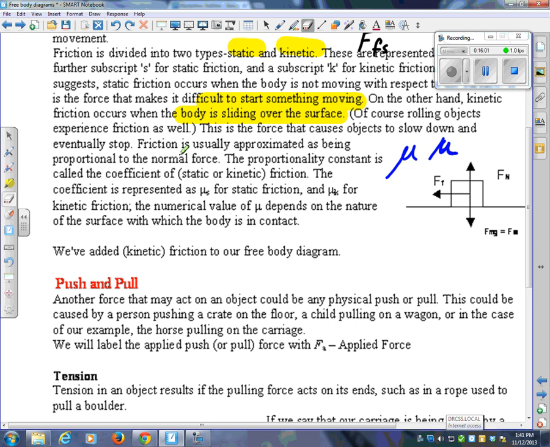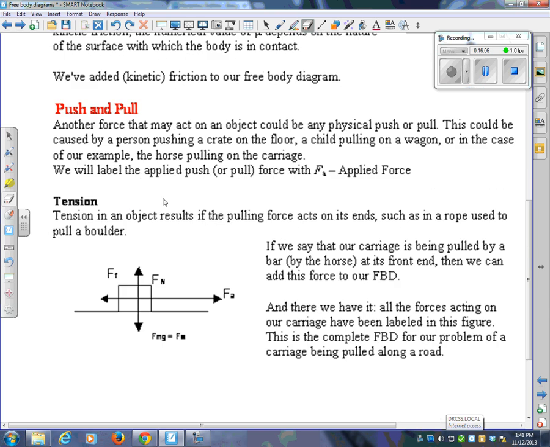Okay, push and pull. Another force that may act on an object could be any physical push or pull. This could be caused by a person pushing a crate on the floor, a child pulling on a wagon, or in the case of our example, the horse pulling on the carriage. We will label the applied push or pull. I like to use the letters FA, applied force. There could be more than one applied force. In those cases, you might label them FA1, FA2, and I've just seen F1, F2, and so on as well.